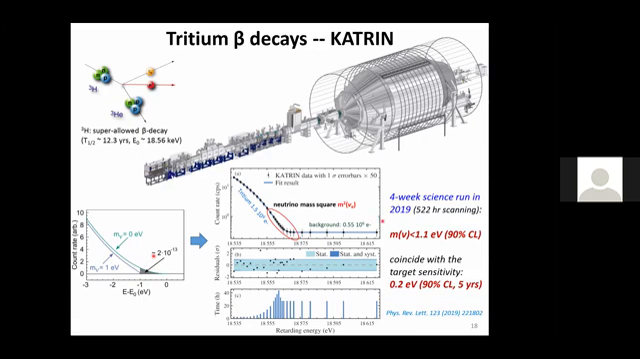In 2019, KATRIN operated a 4 week science run, and the fit result is here. The neutrino mass square information can be extracted from this tail, and it gives an upper limit of 1.1 electron volt at a 90% confidence level. So if you scale the exposure from these 4 weeks to 5 years, you will realize the result coincides with the target sensitivity, which means their technology is basically proven.